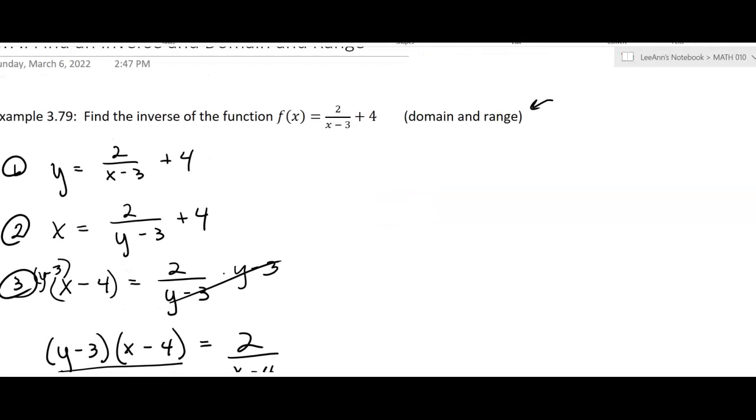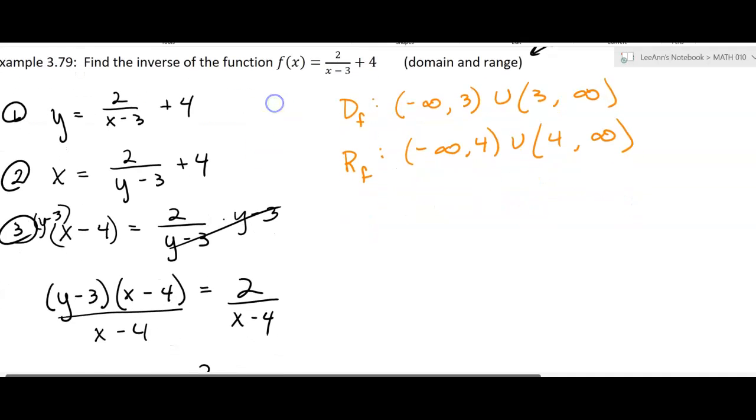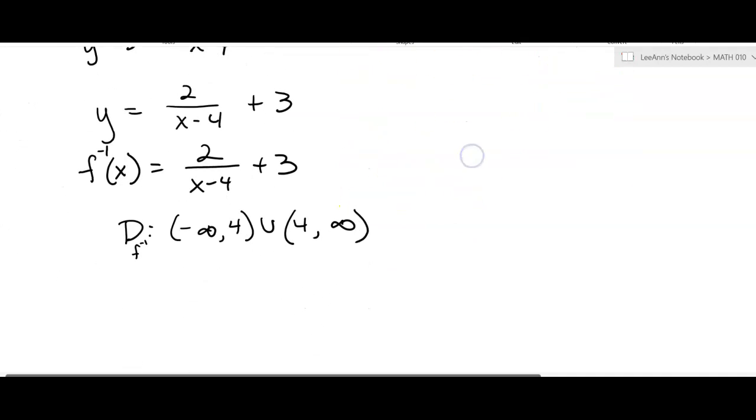Okay, now let's go back up here and talk about the domain of f. The domain of f is all real numbers except 3 for the same reasoning. So you have negative infinity to 3 union 3 to infinity. Now what's the range of f? Well, the range of f is the domain of the inverse, which we did, I have to scroll down, but it was negative infinity to 4 union 4 to infinity.